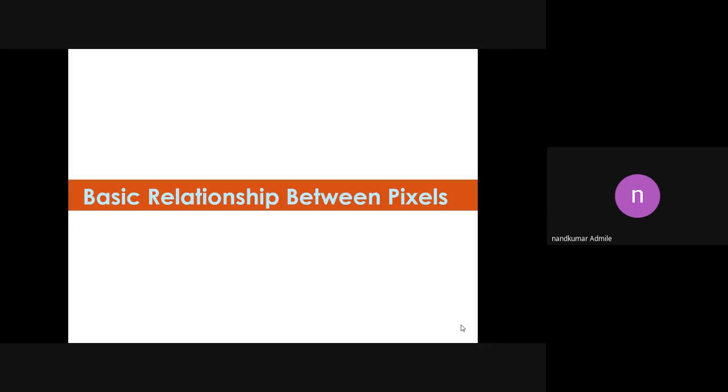Now in this lecture we have to study the various types of distances. That comes under the basic relationships between pixels. In this part, we have to study two concepts: one is connectivity and another is the various distance metrics. Is the voice clear?